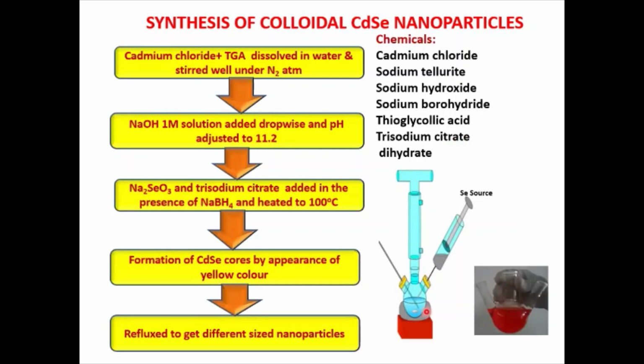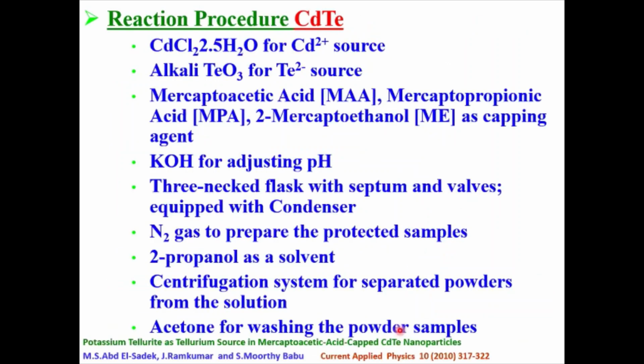So we create the formation of cadmium selenide by burst nucleation, and then we reflux it to get different size nanoparticles, centrifuge it, and reflux it. Whatever we get is cadmium selenide in thioglycolic acid. In a similar way, we prepared cadmium telluride. The precursor sources are different here.